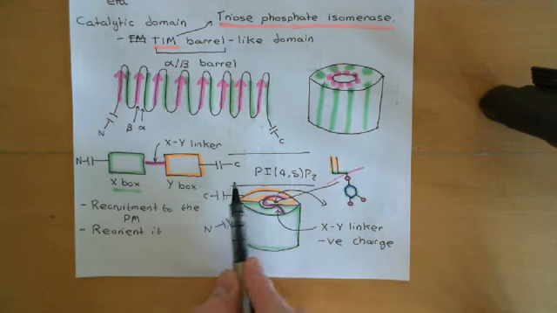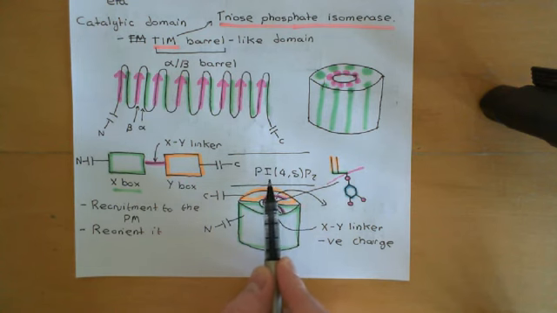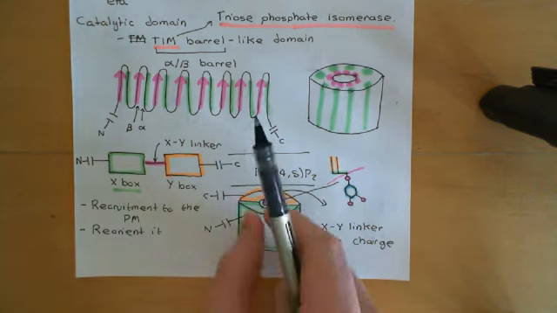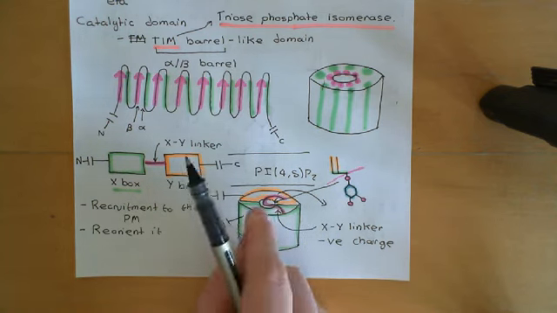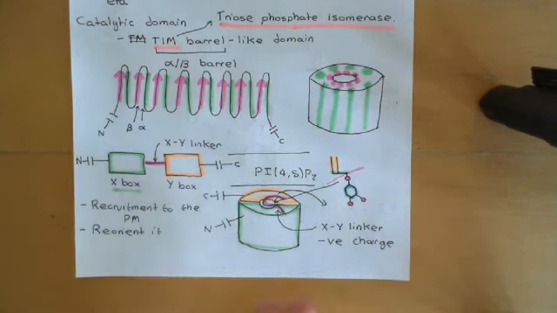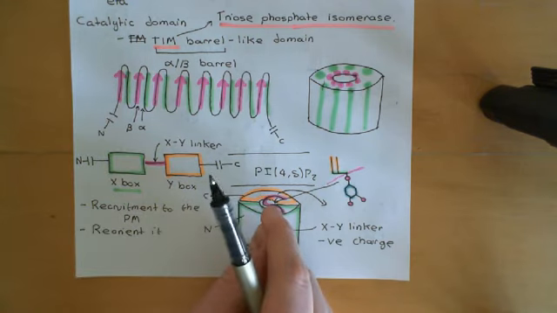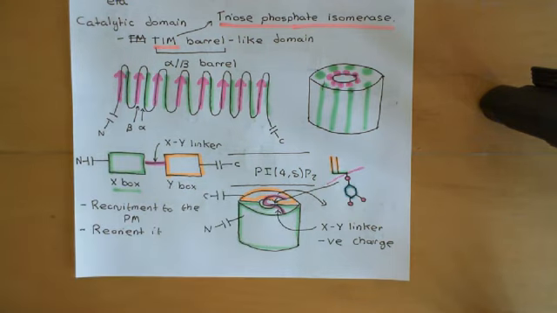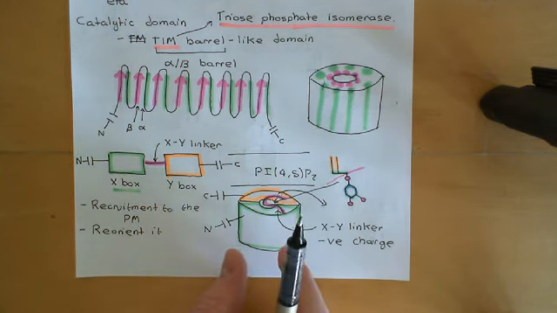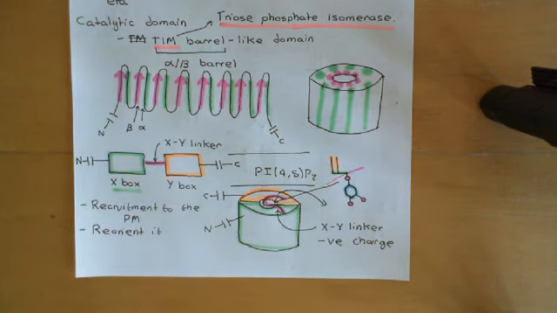That causes the electrostatic repulsion between the phospholipids in the inner leaflet of the phospholipid bilayer and the XY linker, which causes the XY linker to be pushed out of the catalytic site here, and now the catalytic site is available for PIP2 molecules in the inner leaflet of the phospholipid bilayer to insert into, and then they'll be broken down into diacylglycerol and IP3.